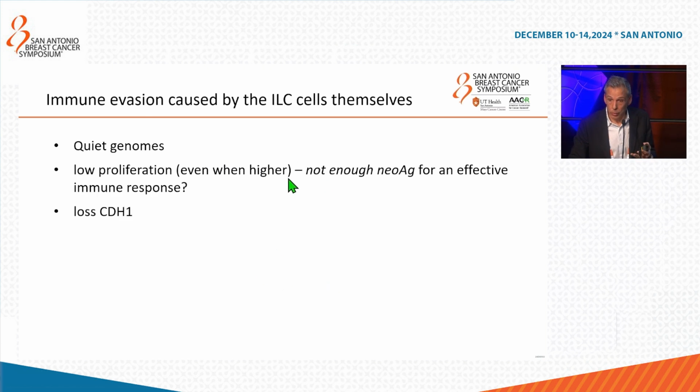Now, why immune evasion? It comes from the lobular tumors themselves, because they have quiet genomes, they are low proliferative, and there are not enough neoantigens for an effective immune response, and this is due to the loss of CDH1.